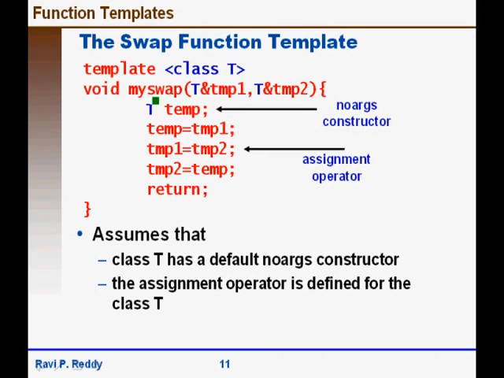In this, we have temp of a type T. So the first thing we do is we declare a temp variable of type T. Now as you can see here, for this line of code to work, the class T must have a default constructor or a no-args constructor. Otherwise, this line of code will not compile. Similarly, here it must have an overloaded assignment operator for these three lines of code to work. So the function template mySwap will work only on a class which has, number 1, a no-args constructor, and number 2, an overloaded assignment operator. Otherwise it will not work.